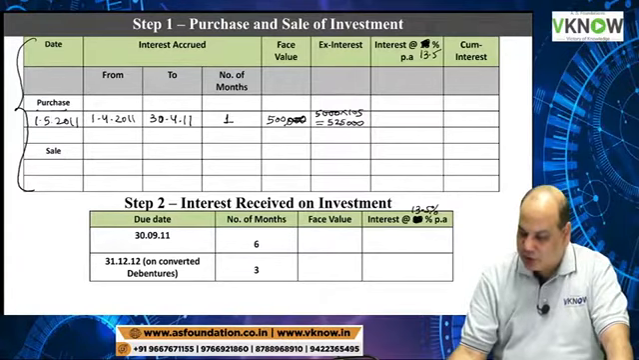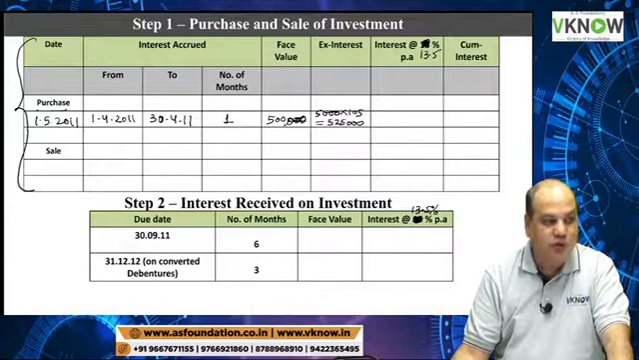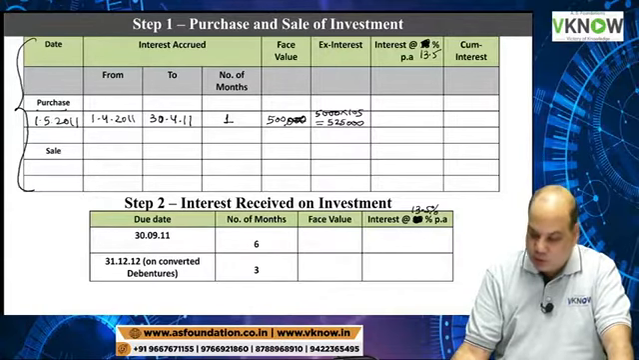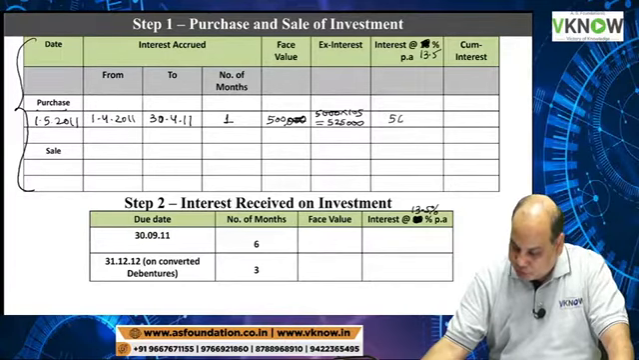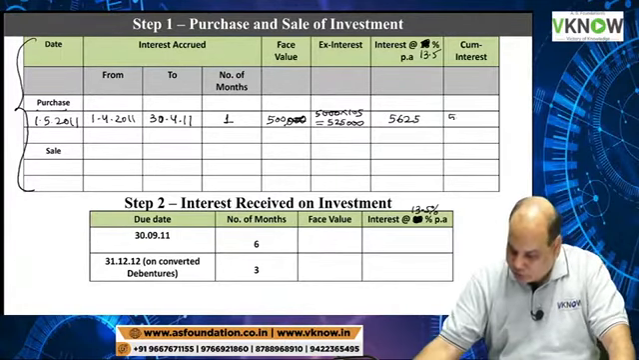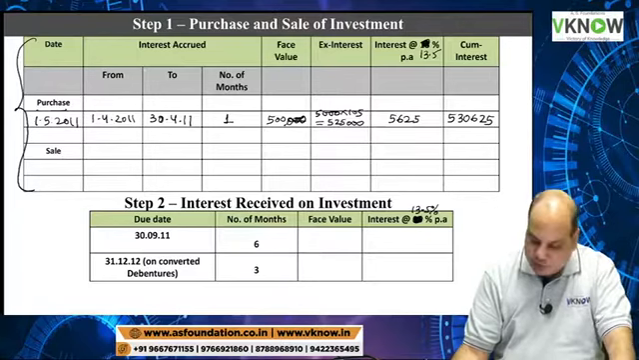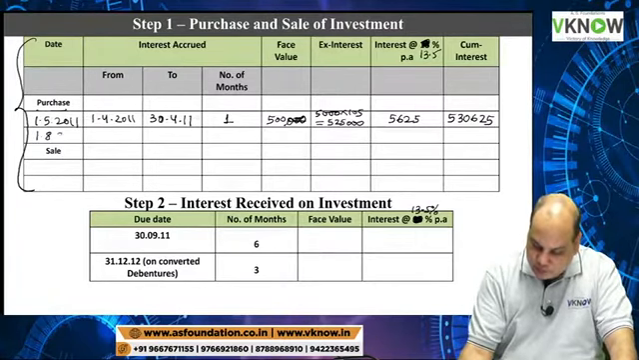Take 5 lakh into 13.5% into 1 by 12. So the interest amount is 5625 and the total is 530,625. Another purchase was 1st August.